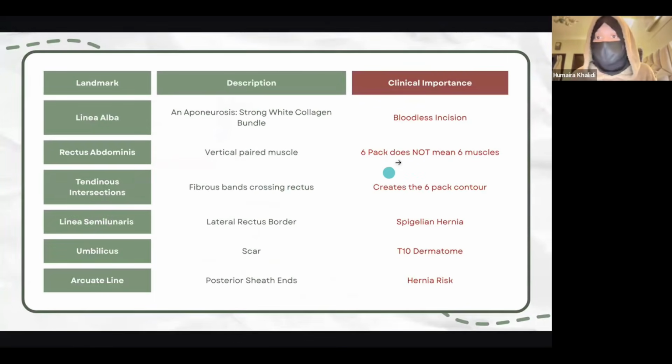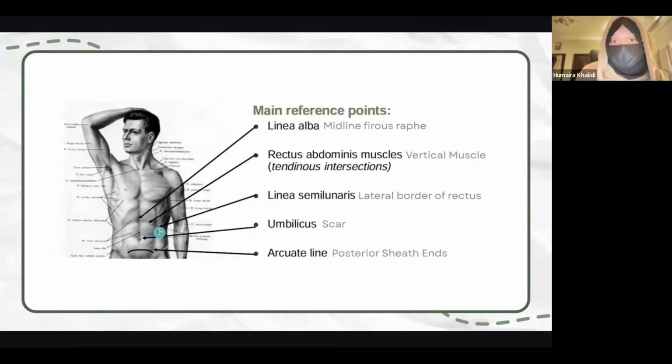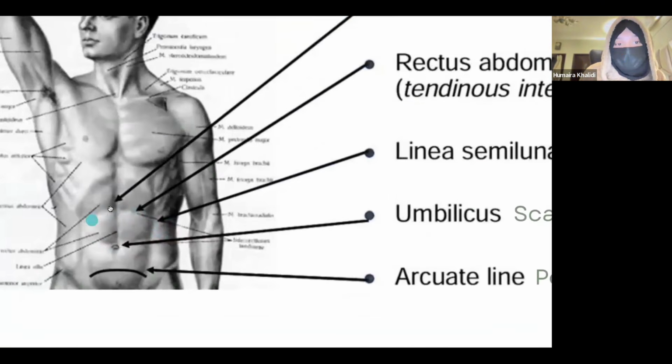All right. Now, the rectus abdominis, six pack does not mean six muscles, guys. It's just the rectus abdominis is like a paired muscle kind of thing. Okay. The tendinous intersection creates the six-pack contour. These are the tendinous intersections. Okay.